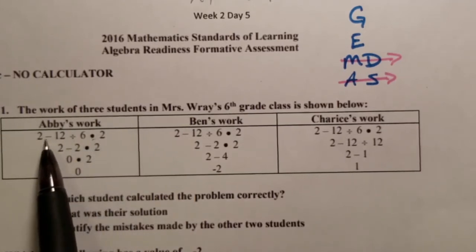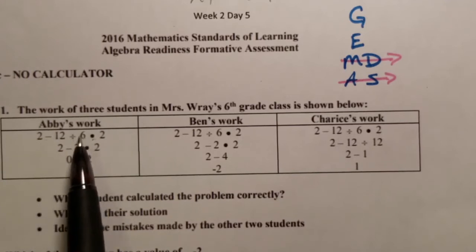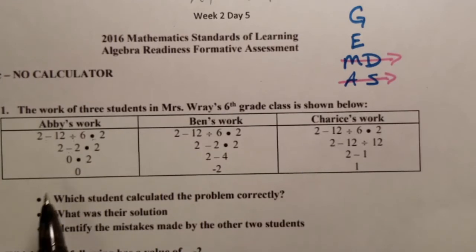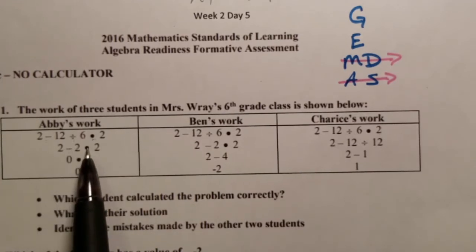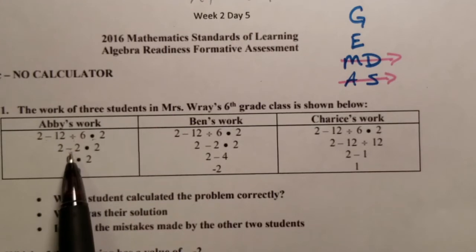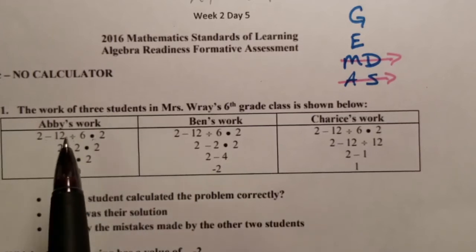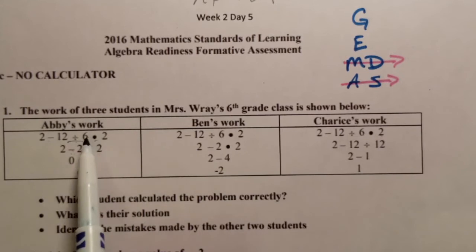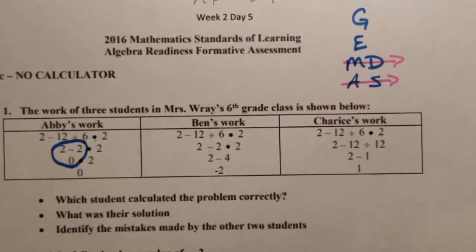So here we have -12 divided by 6, which is -2, and that's correct. But then she had subtraction and multiplication, and she went ahead and subtracted to do 2 minus 2 is 0. So this is where she made her mistake. This is not what she should have done. She should have multiplied first.